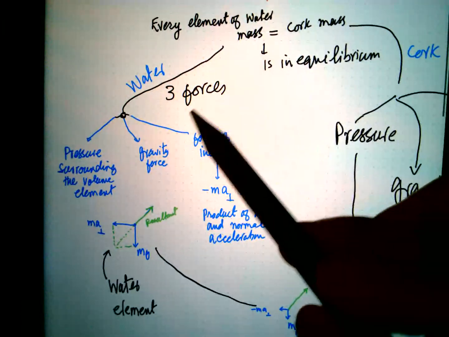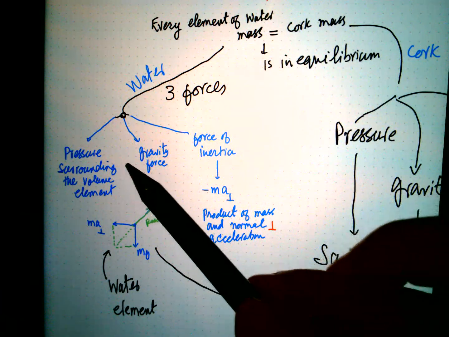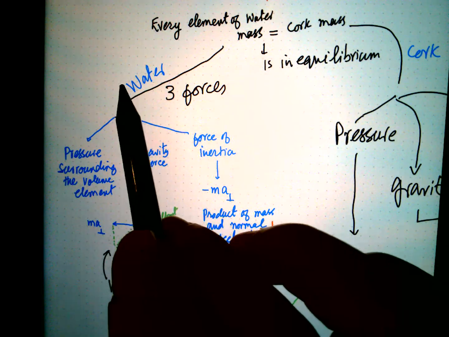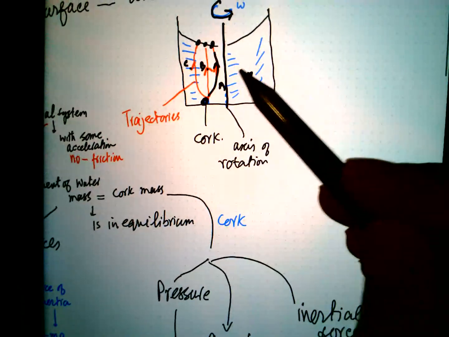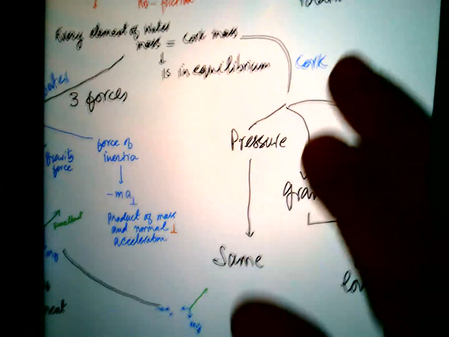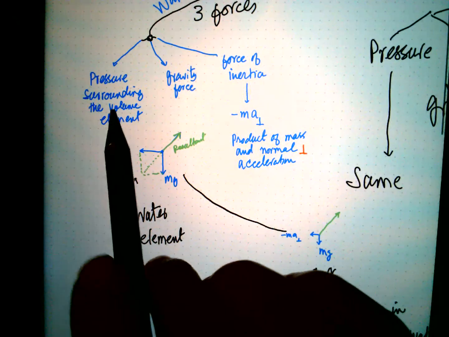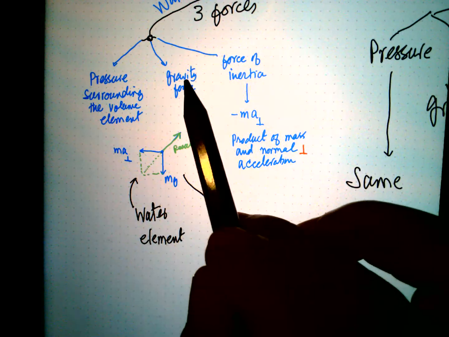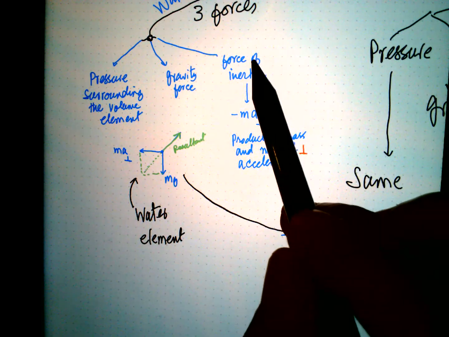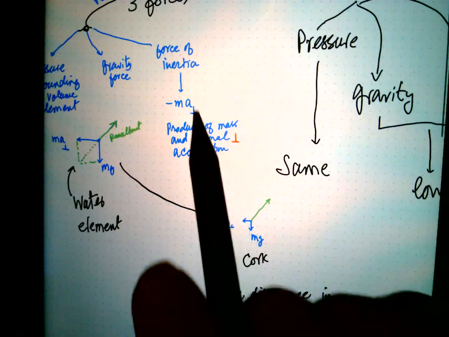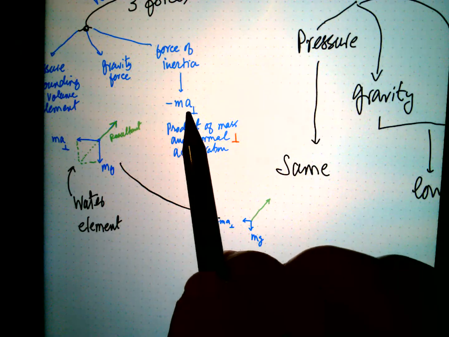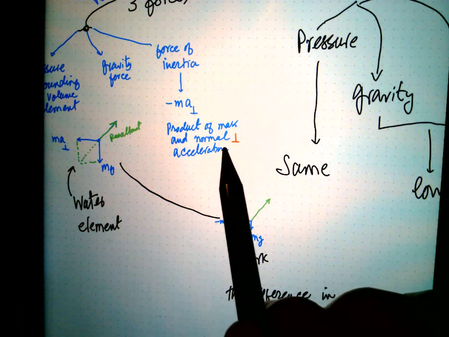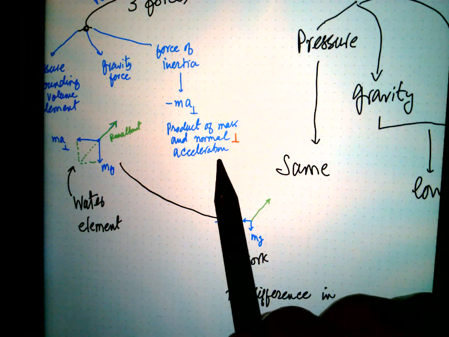In this one, there will be three forces. There will be a pressure surrounding the water element. So we will consider a water sheet or water element. For the water element, there will be the pressure surrounding it, gravity, and the force of inertia. The force of inertia is the mass of the water element multiplied by the acceleration in the perpendicular direction, the product of the mass and the normal acceleration.